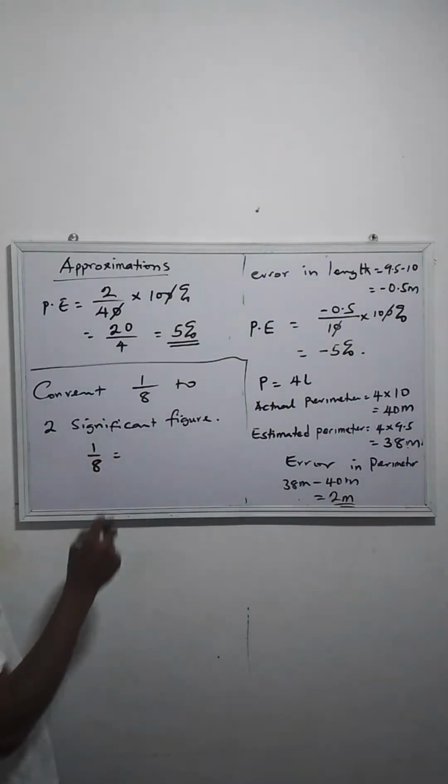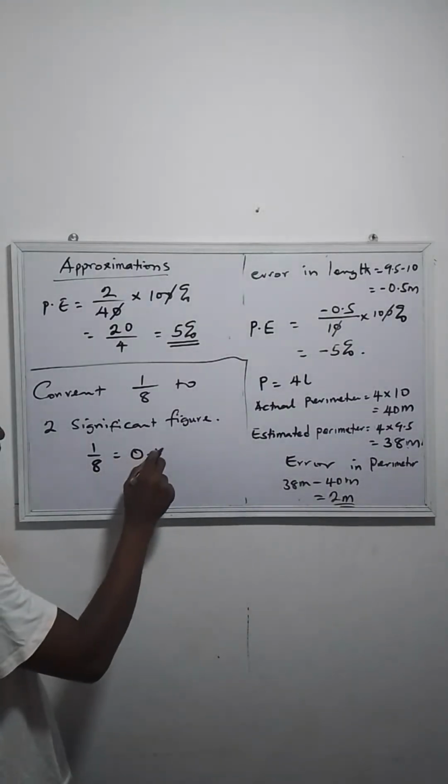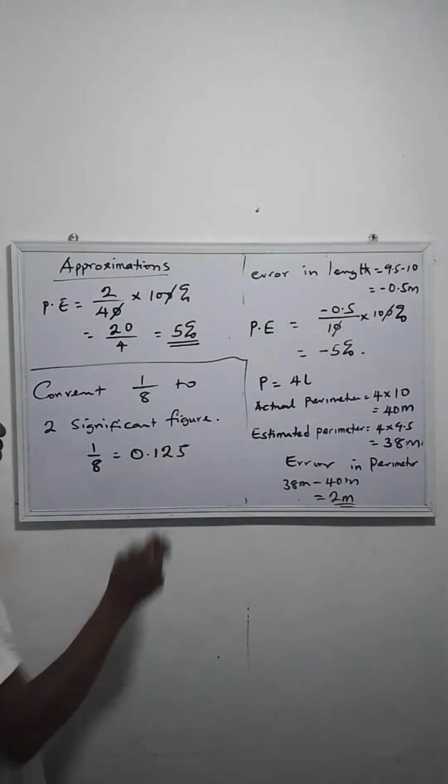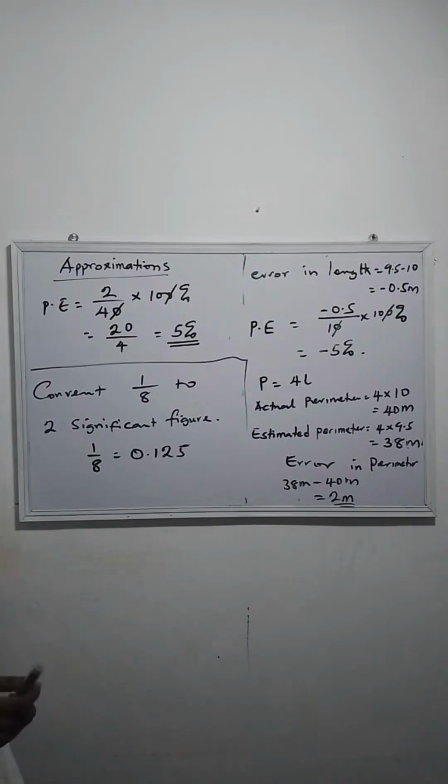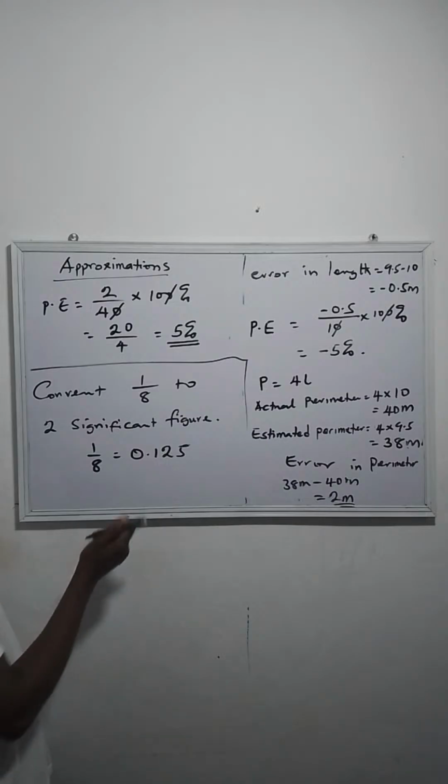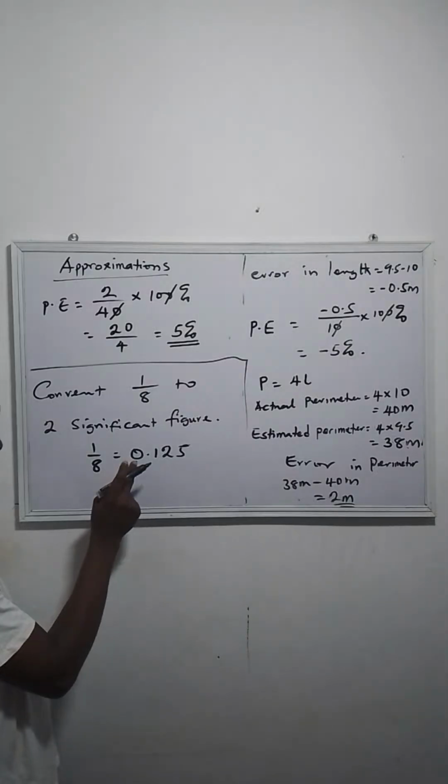1/8, you convert that to decimal. That's going to give you 0.125. Now, you have to correct to two significant figures. When I say significant figure, the first significant figure must be a non-zero number. So I can't start with 0 here and call this a significant figure. No, this is not significant.